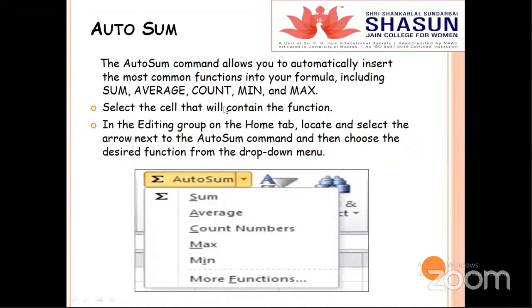Next, the AutoSum option. The AutoSum option is displayed in the Home tab. You can see the Home tab. In the Home tab, you can see the AutoSum option. Just click on the drop-down menu. You can see these options in it. I will show you now.